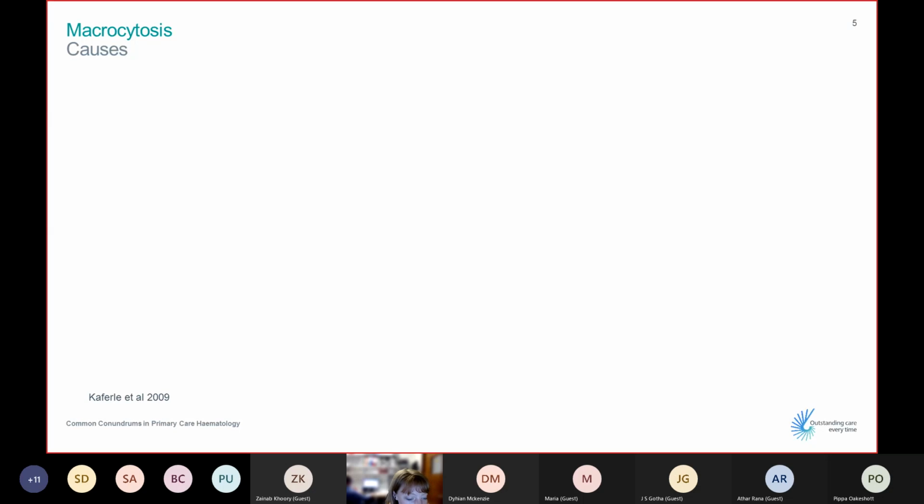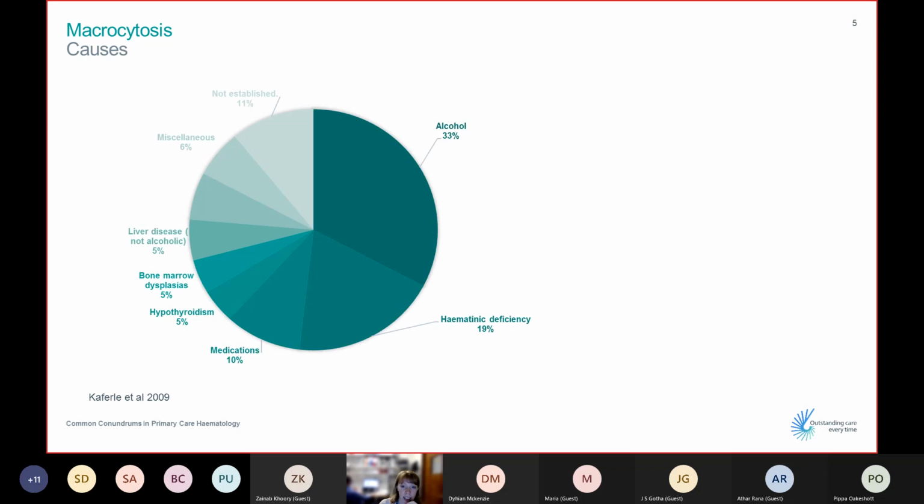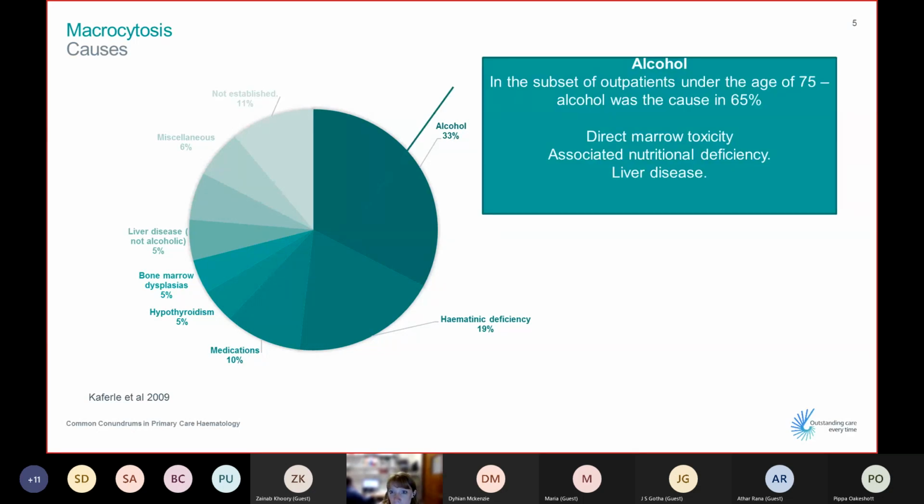Now, there was a study done in 2009, and it compared a population in New York of adults aged 18 plus and a population in Finland aged 18 plus, and it looked at the causes of macrocytosis on full blood counts that were done through their primary care settings. And in fact, yes, 33% of macrocytoses found in these outpatient full blood counts were due to alcohol. And when they looked at this in a bit more detail, in a subset of patients under 75, alcohol accounted for 65% of macrocytoses.